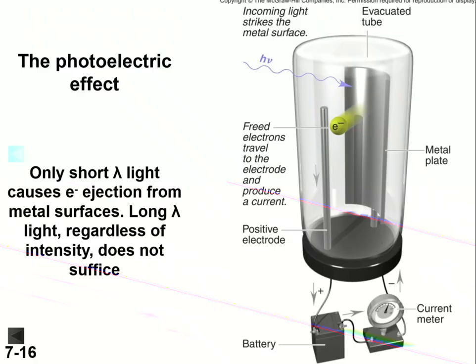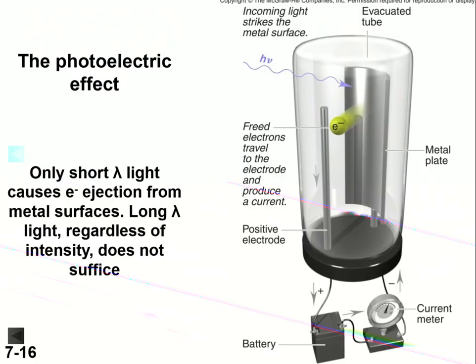Now, if you expose this to light, so if you put it out in the room, you'll see currents start to flow because electrons come off of the metal and then fly through the space and get collected on the electrode rod and then pass through the circuit.